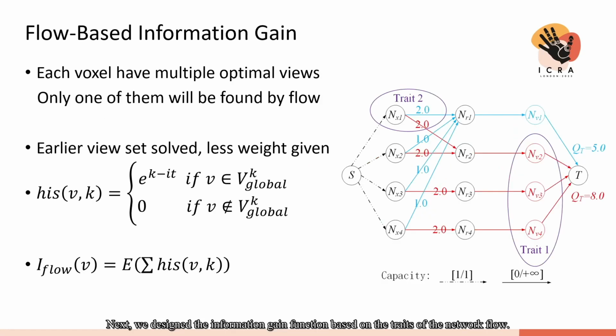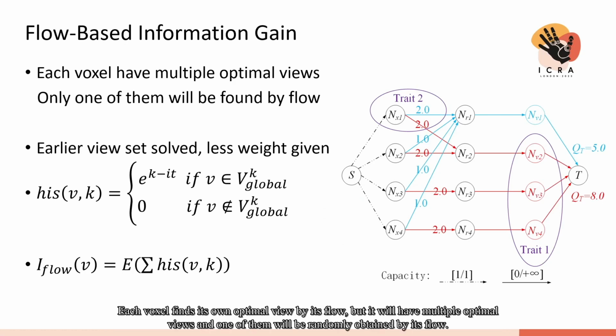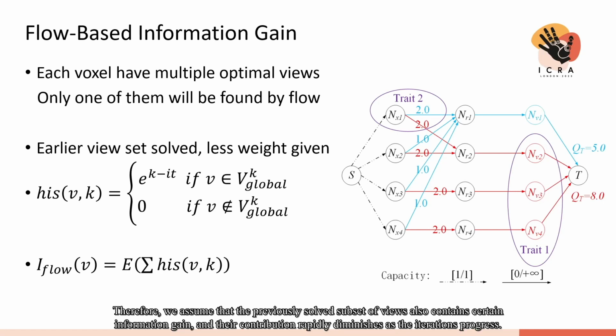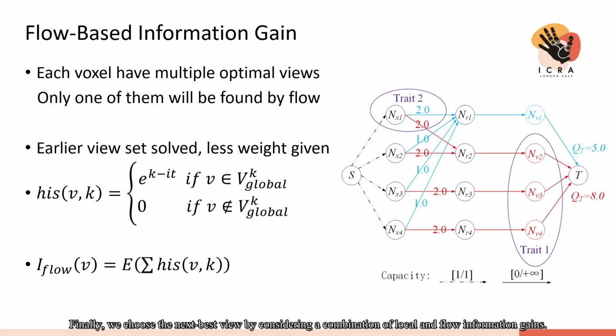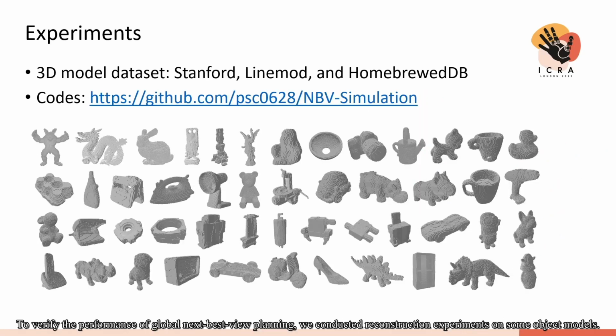Next, we designed the information gain function based on the traits of the network flow. Each voxel finds its own optimal view by its flow, but it will have multiple optimal views and one of them will be randomly obtained by its flow. Therefore, we assume that the previously solved subset of views also contains certain information gain, and their contribution rapidly diminishes as the iterations progress. Finally, we choose the next best view by considering a combination of local and flow information gains. To verify the performance of global next best view planning, we conducted reconstruction experiments on some object models.